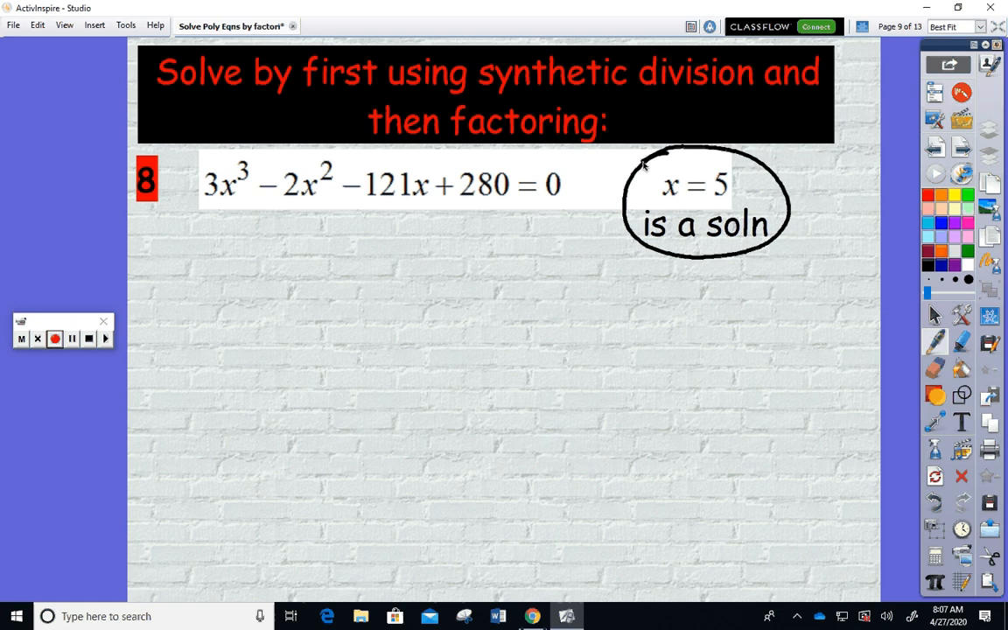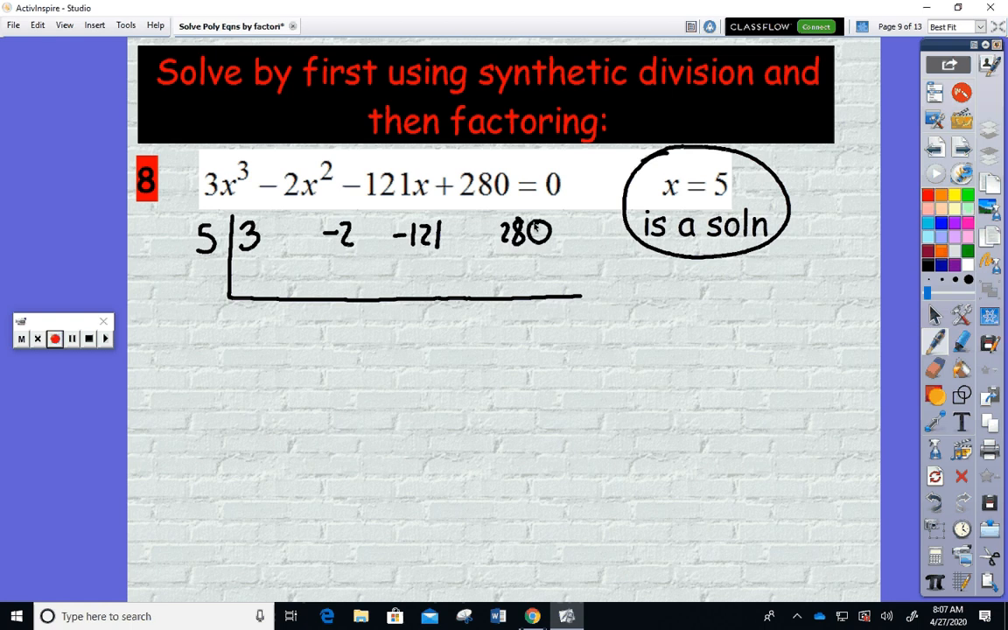I could also say that x equals 5 is a root. X equals 5 is a 0. I could also say x minus 5 is a factor. On all of those, I'm giving you the same basic information. So you say, if I have one answer, I can use synthetic division to get me on my way. So 3, negative 2, negative 121, 280.